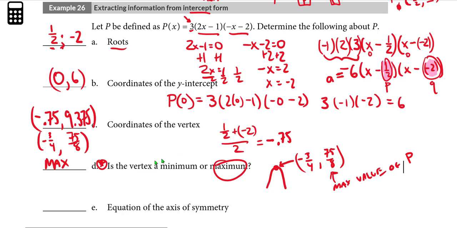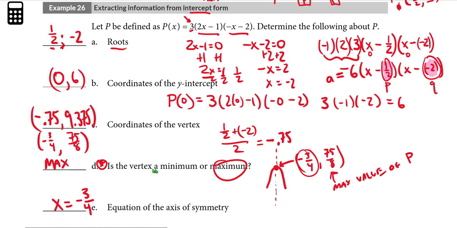The equation of the axis of symmetry, well, that's easy. We've already found it, because remember, the equation of the axis of symmetry is the x coordinate at the vertex. So the axis of symmetry is this vertical line that runs through that vertex, and that equation of the axis of symmetry is going to be x equals -3/4 or x equals -0.75. So that is how we extract information from intercept form.